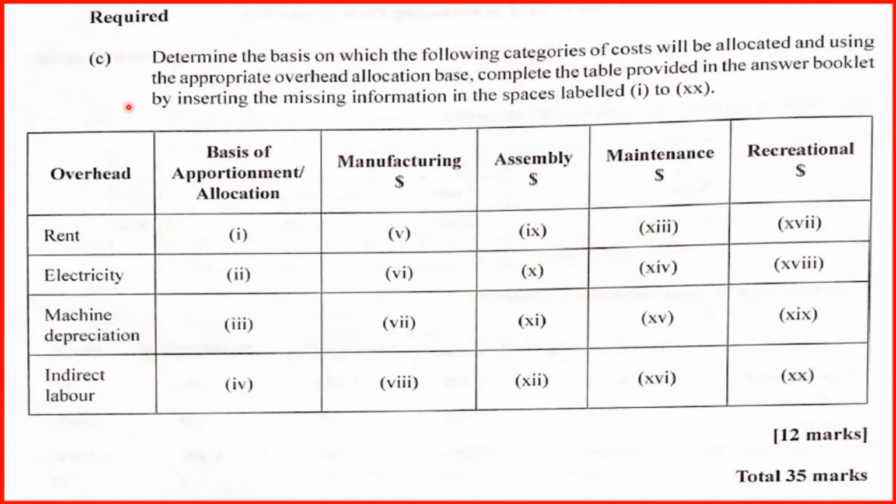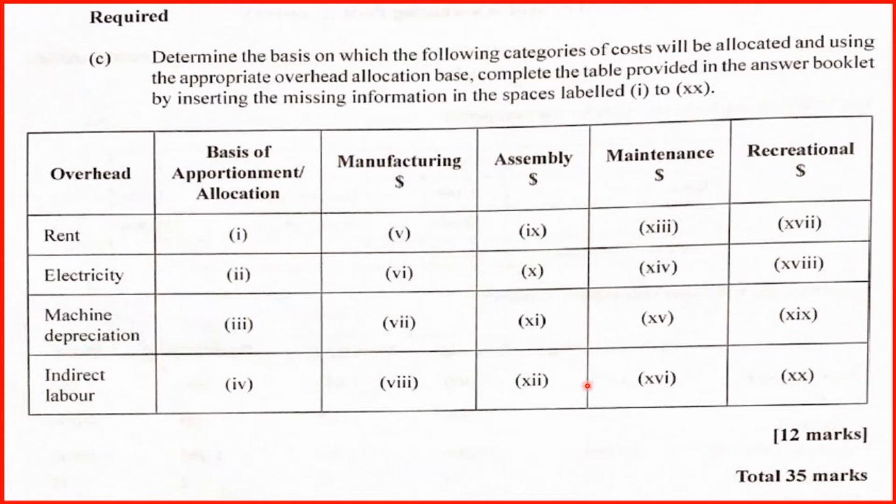Required: determine the basis on which the following categories of costs will be allocated, and using the appropriate allocation overhead base, complete the table provided in the answer booklet by inserting the missing information in the spaces labeled 1 to 20. That is these spaces here.